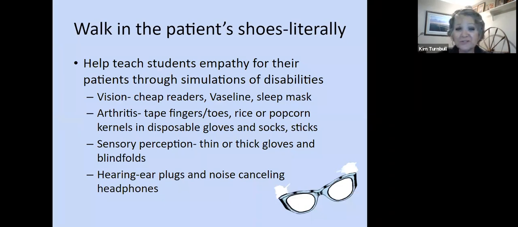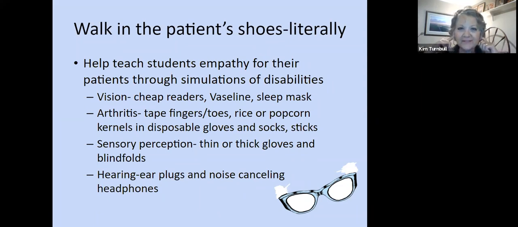Vision: cheap readers, Vaseline on their glasses, sleep masks. For arthritis, you've got tape fingers, rice or popcorn kernels, and disposable gloves in your socks, just to feel how those maybe neuromas might feel. And it is real, I'm telling you. Sensory perception: thick gloves, blindfolds when they're picking up small items, just, you know, for fun.